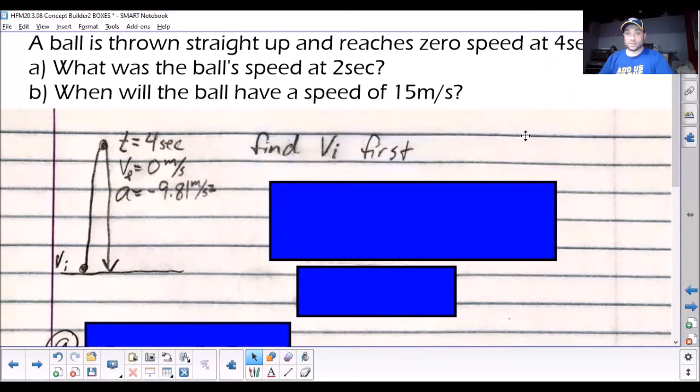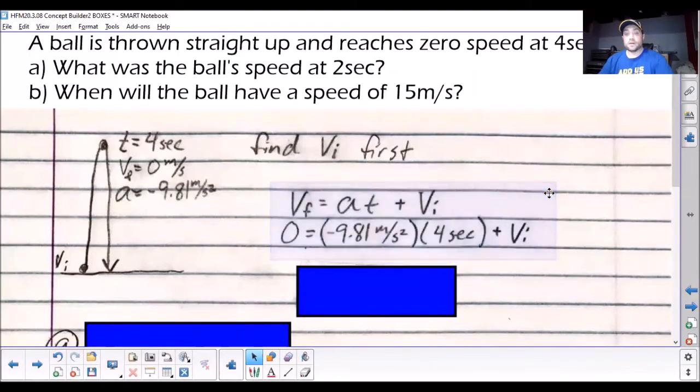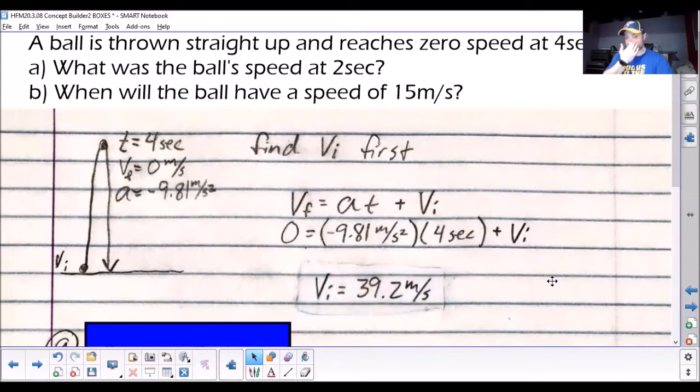I think what I want to do is find the initial velocity first, because once I have that, then I can use that to find some of the other stuff that we need. So I'm just going to use the basic velocity equals acceleration times time equation and plug all that in. And I get an initial velocity of 39.2 meters per second.